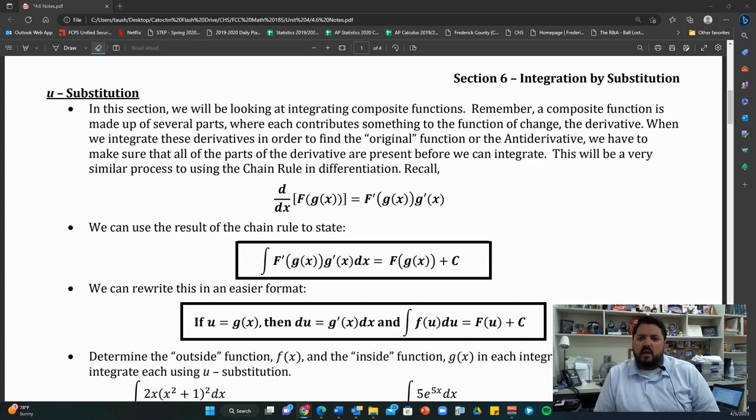Today, we are going to be taking a look at our next section from Unit 4, and our topic for today is called integration by substitution.